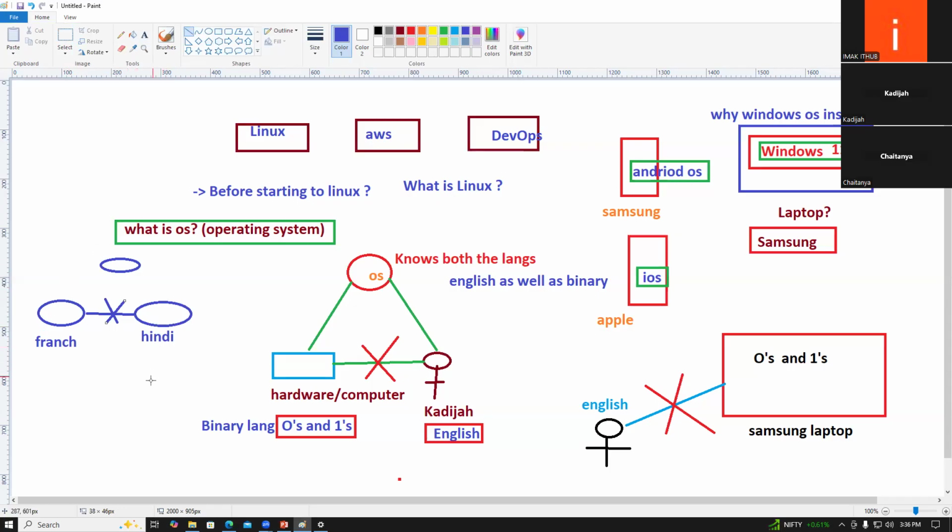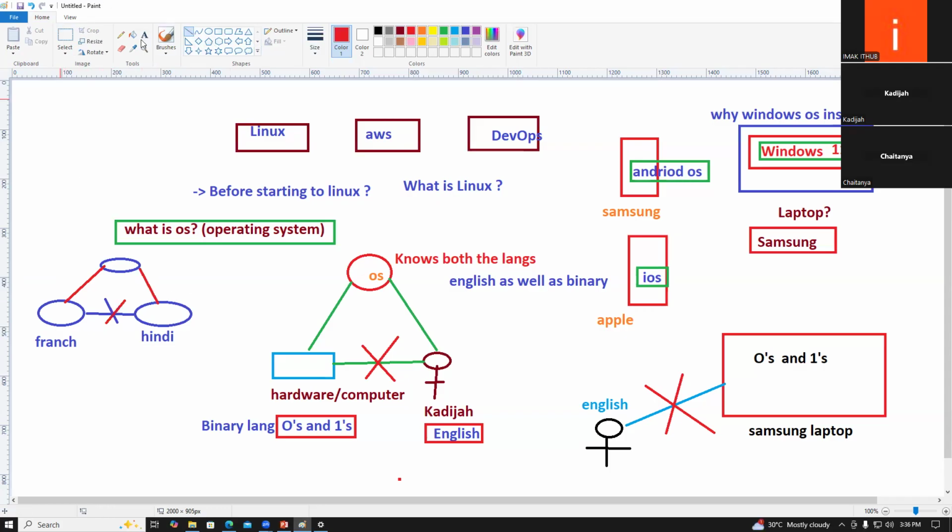I want to convey a message to you, but I don't have French language, and you are also trying to convey a message to me, but you don't know the Hindi language. So what do you need? An interpreter. So a translator or mediator we need.